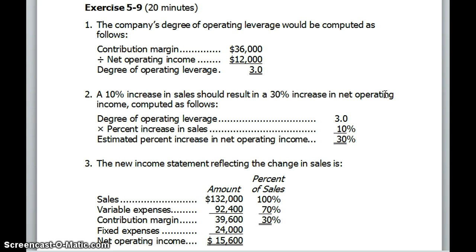This does it for the solution to exercise 5-9, part 1 and 2.